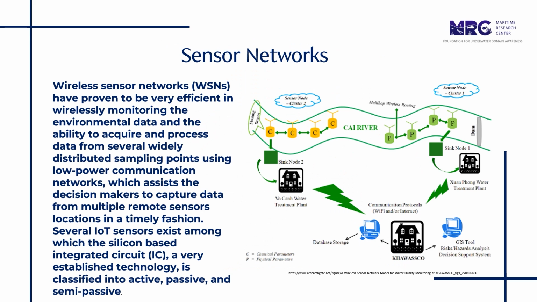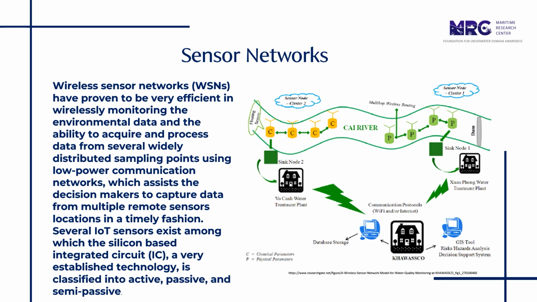There are also various wireless sensor networks that have started gaining attention as communication techniques have improved. These have proved to be very efficient in wirelessly monitoring environmental data, with the ability to acquire and process data from widely distributed sampling points using low power communication networks. Now, this assists various decision makers to capture data from various remote sensing locations in a timely fashion.